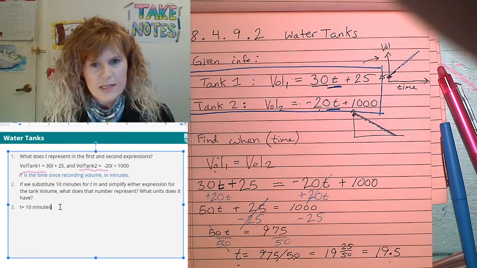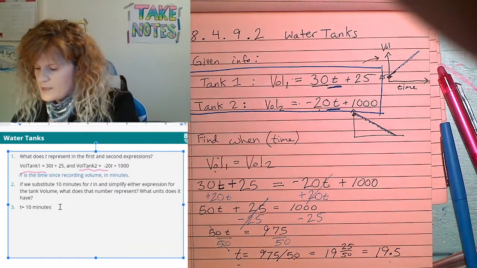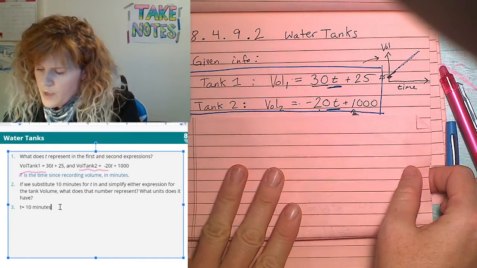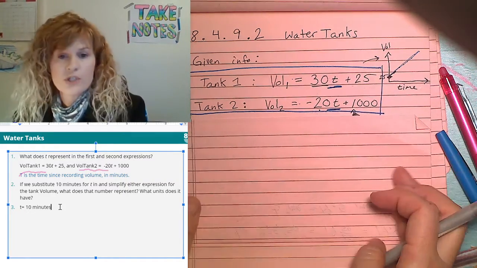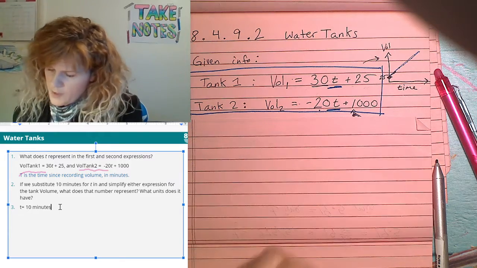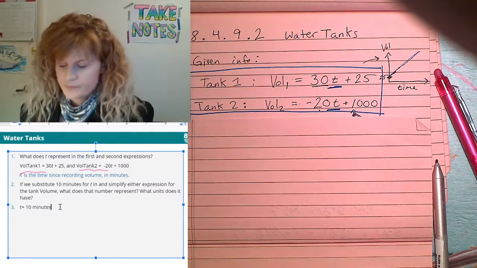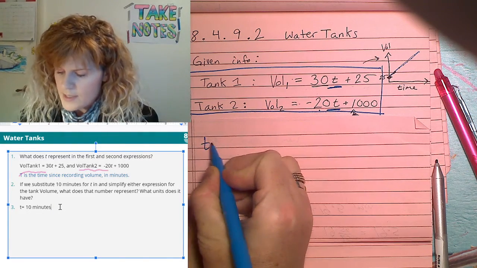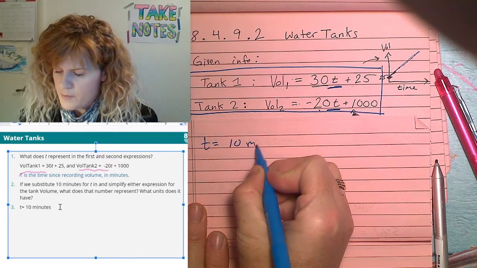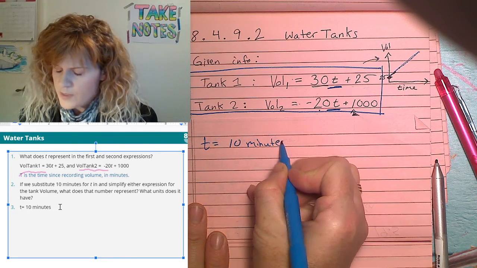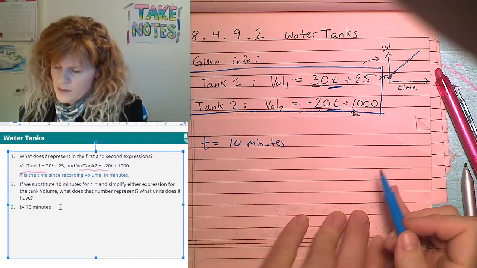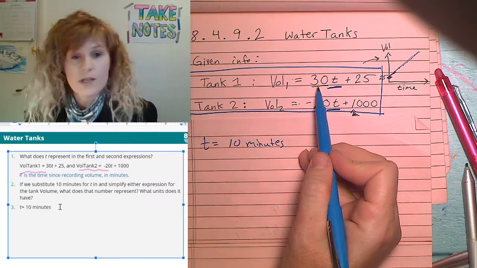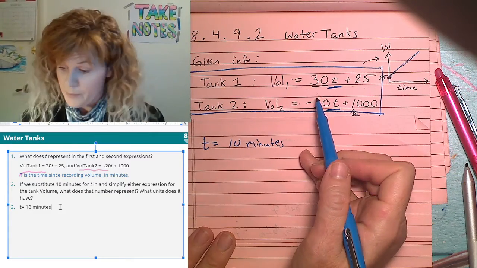And what do you think? Is it easier to do this on paper or is it easier to do this on the computer? I think I'll do it in my notes first, and you should too. So go ahead and get your notes ready. And they're telling us that T equals 10 minutes. We're going to substitute that into either equation. Well, I like the first equation better because it doesn't have a negative number.